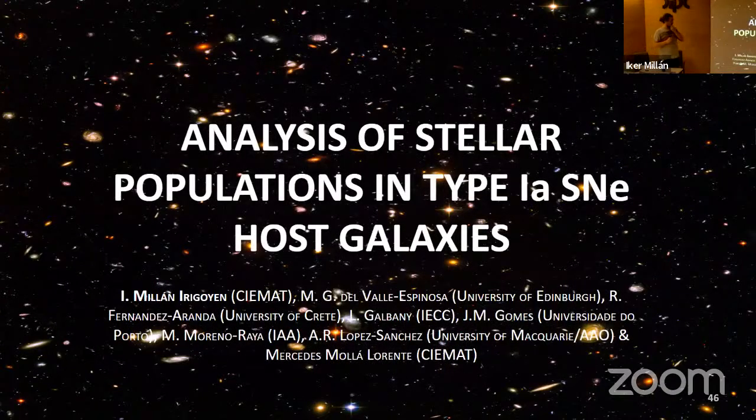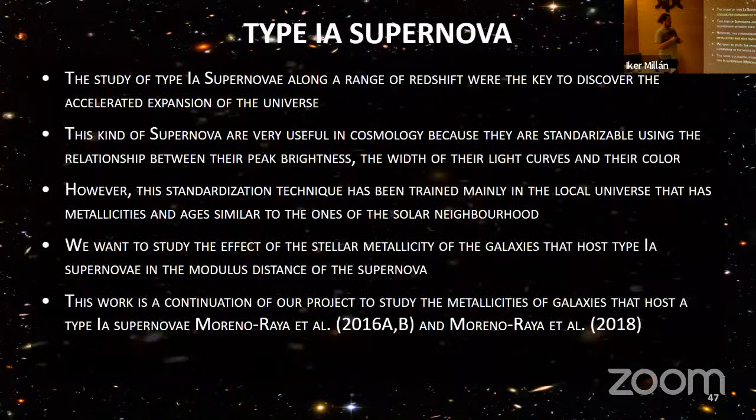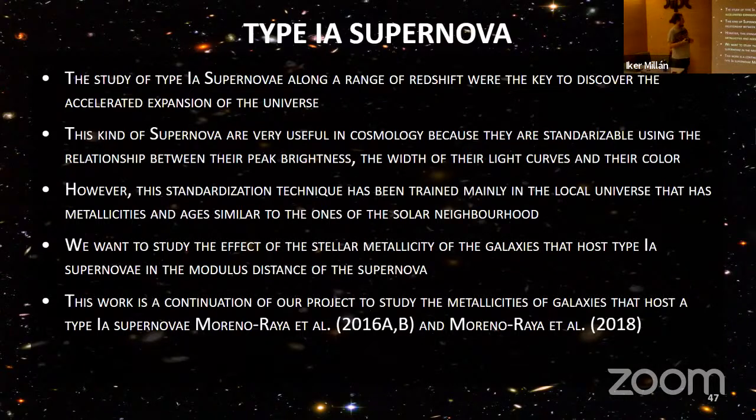And then the other part of what we have done is the analysis of stellar populations using the PopStar basis to analyze type Ia supernova host galaxies. Type Ia supernovae are very important for, for example, supernova cosmology, because they are standardizable candles, using the peak brightness, the width of the light curve and their color. But these standardization techniques are usually done in very local environments, with more limited metallicities and ages. So we wanted to study the effect of the metallicity of the stellar population of the galaxies that host type Ia supernovae on the distance modulus of the supernova.